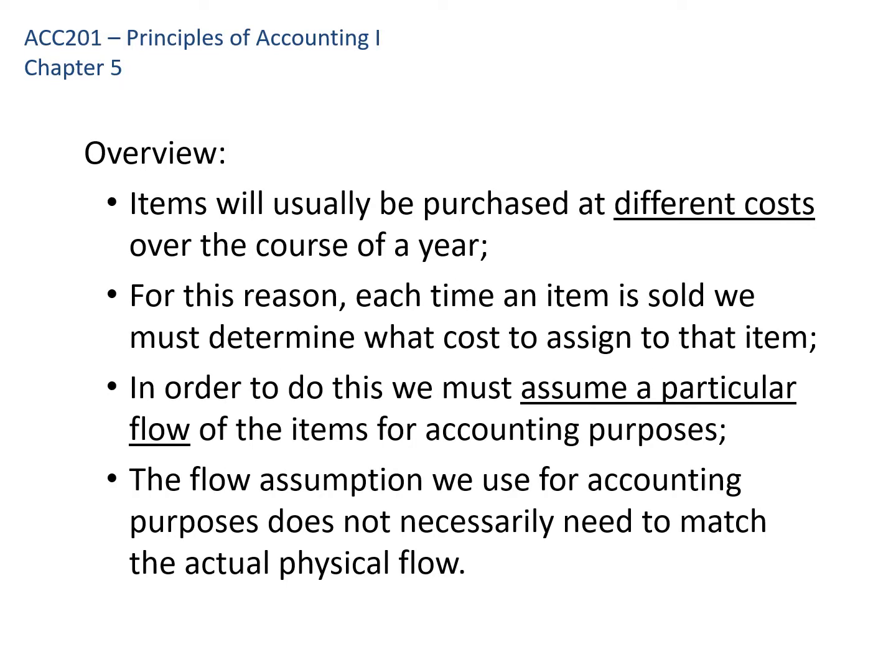So as things are purchased at different costs, which certainly happens just as a result of inflation for most businesses, we have to figure out which item it is that we sold to the customer. And we do that through a couple of different methods, which I'll explain in more detail. But we assume a particular flow through the inventory for accounting purposes. It doesn't necessarily have to match the actual physical flow of the goods, although that tends to tell us the most accurate story of what happened in a business, but it's not a requirement. And I'll talk about that in a few minutes here.